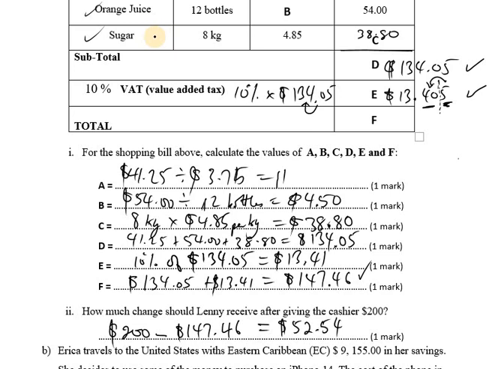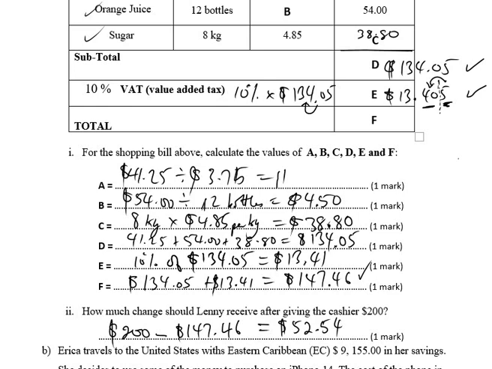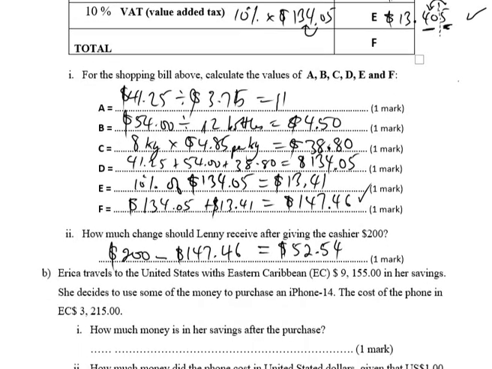Right, just punch it in the calculator. 200 minus that, and this is what you should get. Okay, awesome. So now let's see if we have any more. Yes, we have a part B.